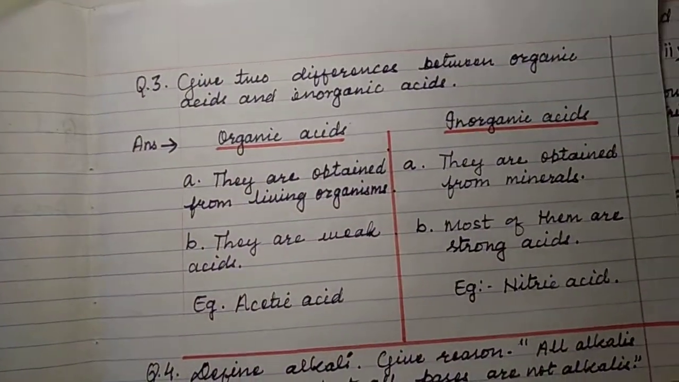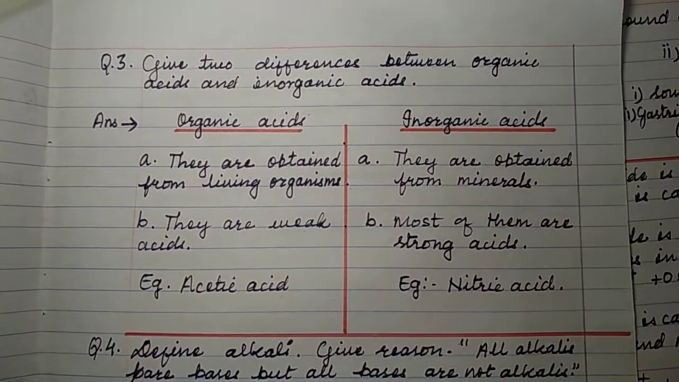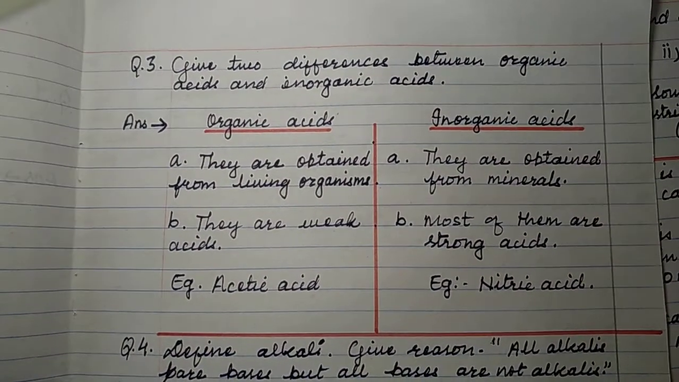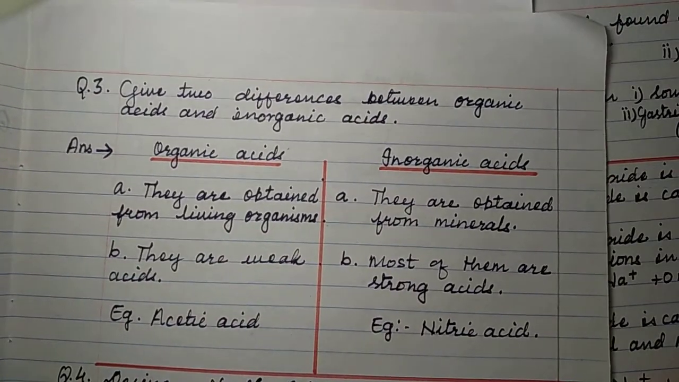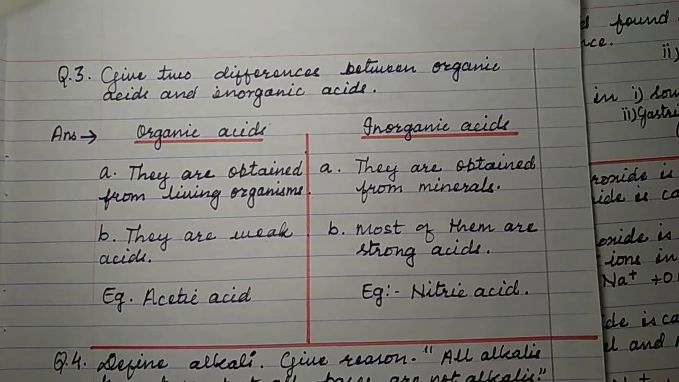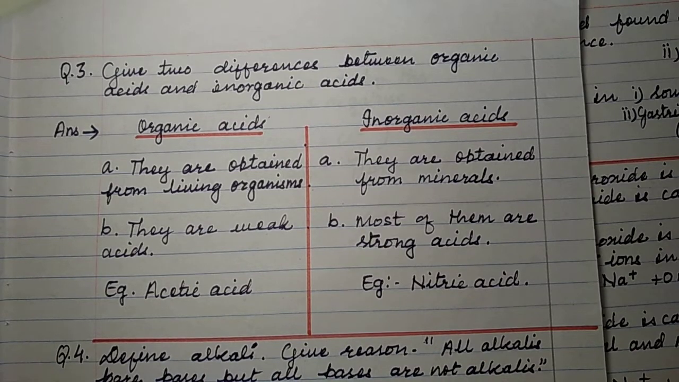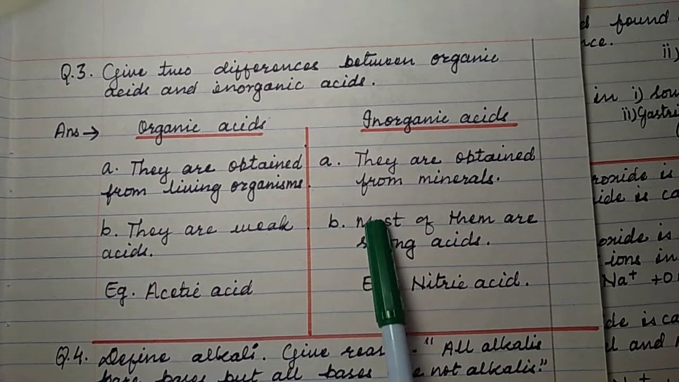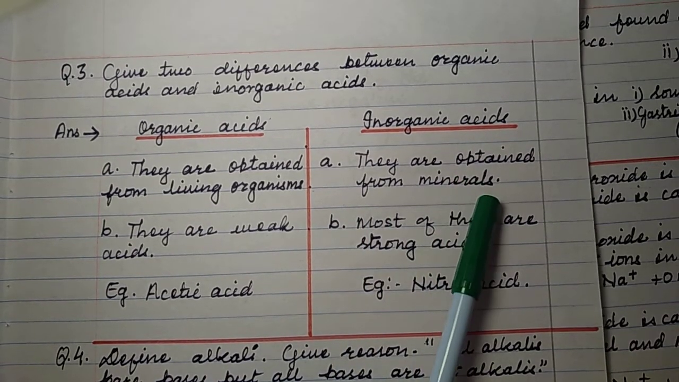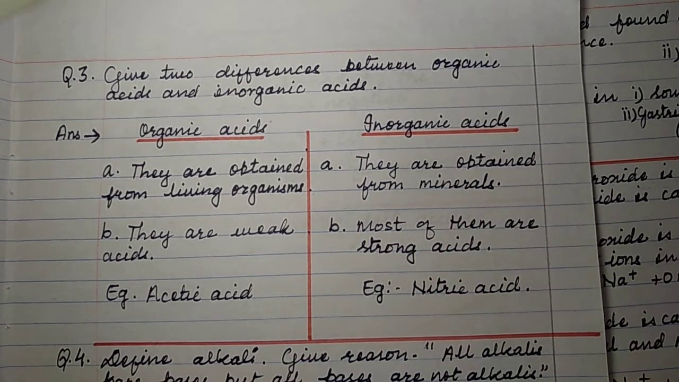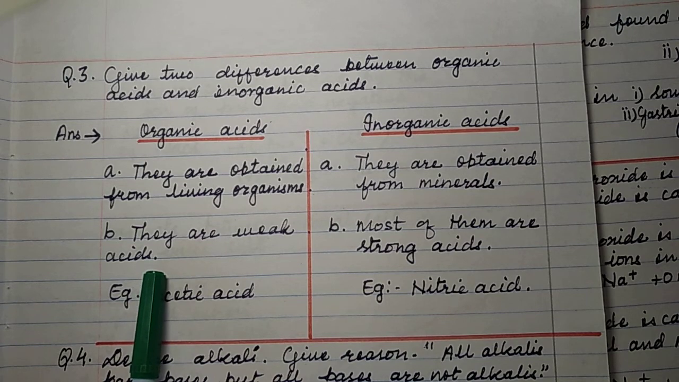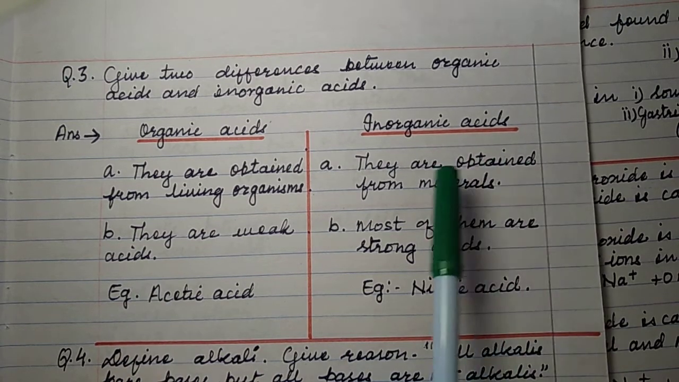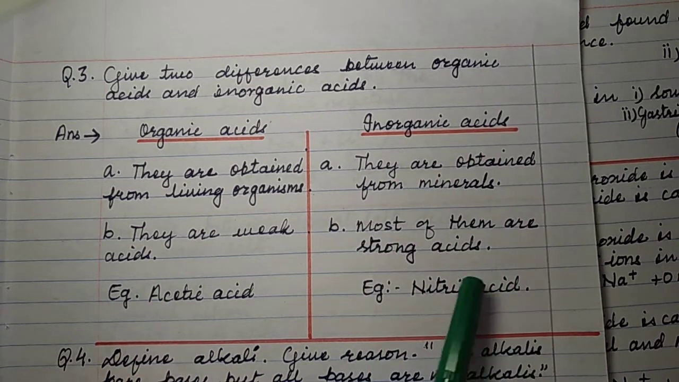Now we'll see the next point: give two differences between organic acids and inorganic acids. Very easy points. Organic acids are obtained from living organisms, whereas inorganic acids are obtained from minerals. These are not obtained from plants and animals, but from minerals. And point number 2: organic acids are mostly weak acids. Inorganic acids are strong acids.